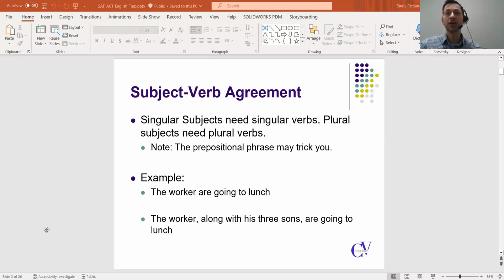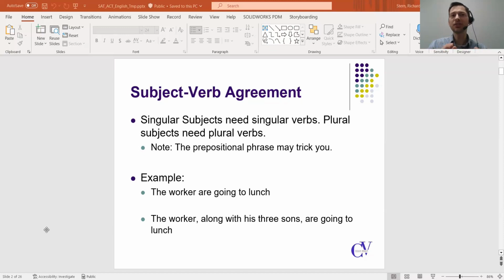So, for example, if we say "the worker are going to lunch," right away you know that's wrong. It doesn't sound right. It would be either "the worker is going to lunch" or "the workers are going to lunch." Now, why doesn't it sound right? Because the worker is the subject and the "are" is the verb. So the way that you can answer this is ask yourself, who's going to lunch? The worker. The worker is singular, so it should be "the worker is going to lunch."